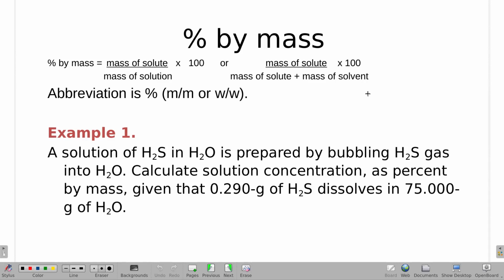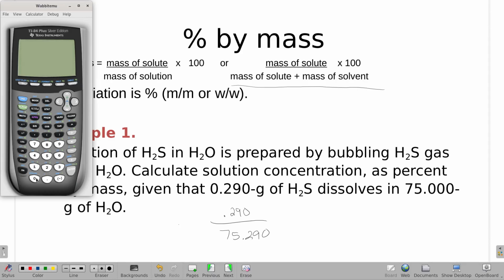All right, so what does that mean? Like, let's look at this example. We have a solution of H2S in H2O prepared by bubbling H2S gas into the water. Calculate the concentration as a percent by mass, given there's 0.29 grams of H2S dissolved in 75 grams of H2O. Now, I know a lot of us are going to want to take that 0.29 and just divide it by the 75. But if this is a percent by mass, the bottom needs to be the mass of everything. So I need to add those two together.